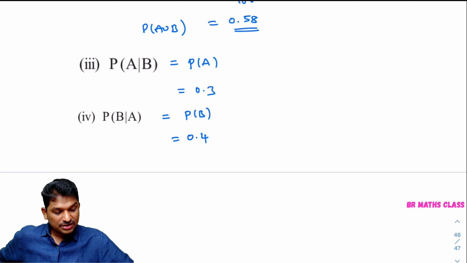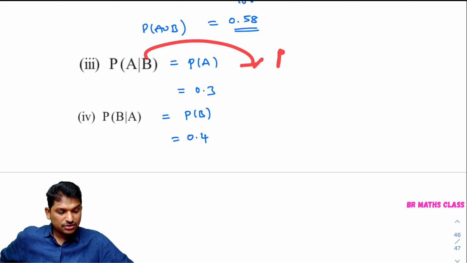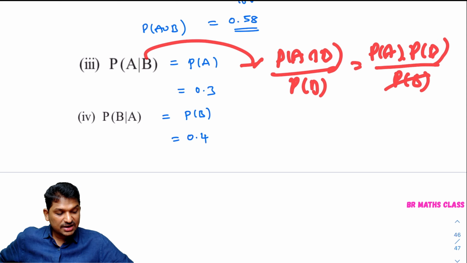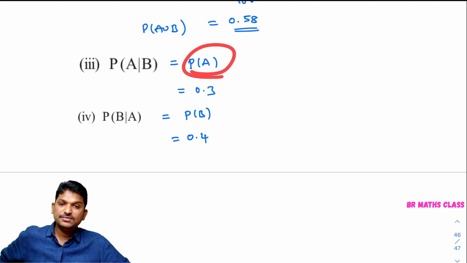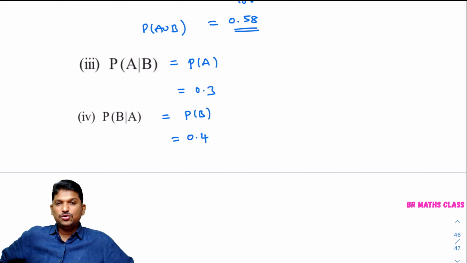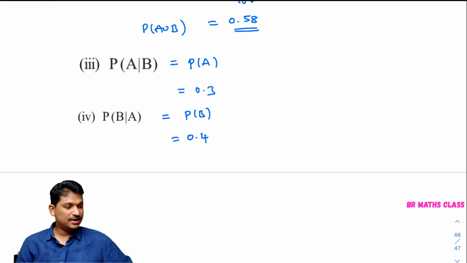No need of the conditional probability definition. Like that also you can do. Probability of A intersection B divided by probability of B. This can be written as probability of A into probability of B. Probability of B will get cancelled. No need. Directly we can say if the events are independent events, probability of A by B is probability of A. I hope you are understanding, right?